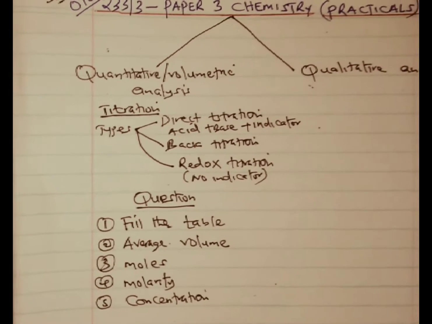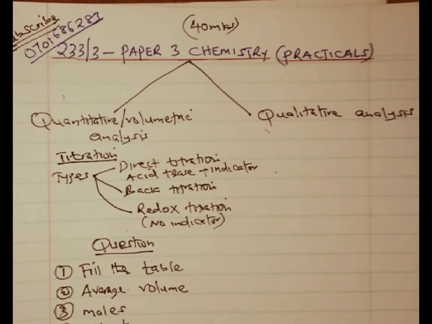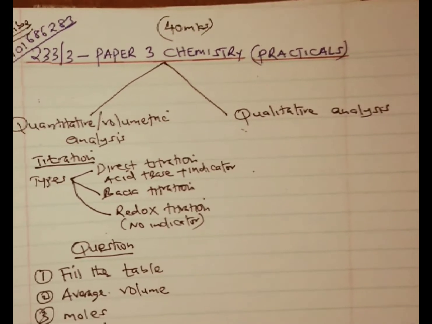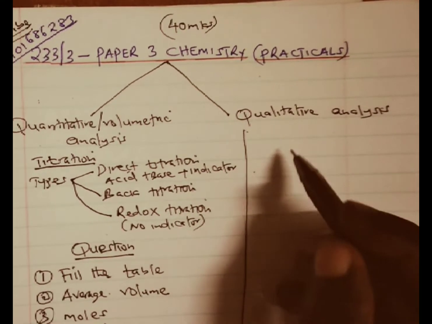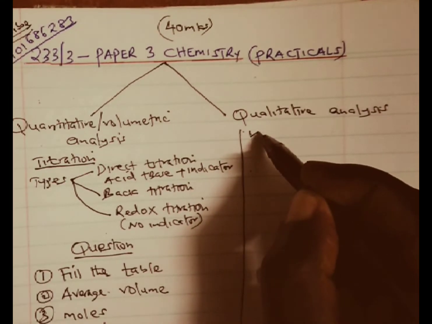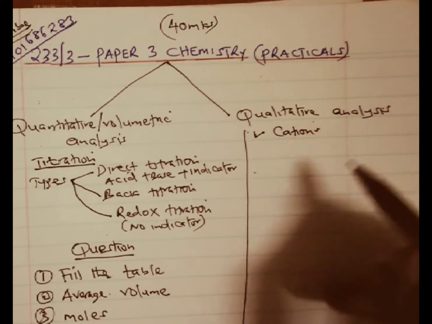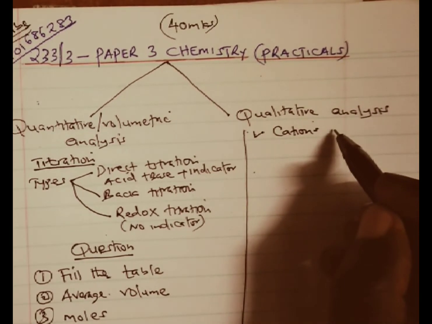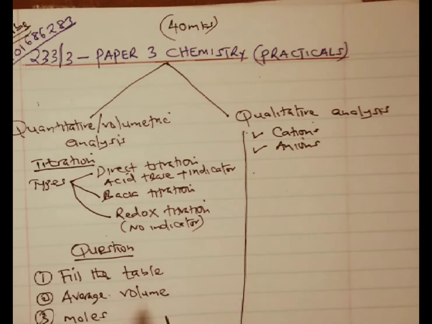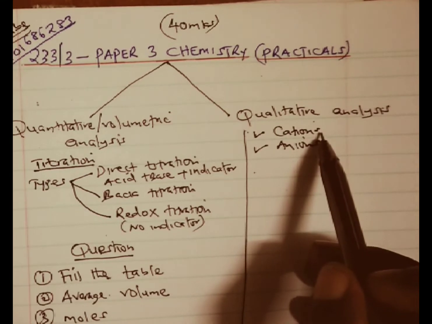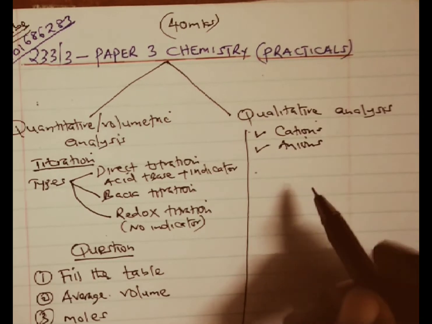We move down to other parts. The other part that you'll be required to tackle is on qualitative analysis. And the first thing under qualitative analysis, we are going to analyze whether a solution contains a cation or anions. Remember, cations are positively charged ions, while anions are negatively charged ions.